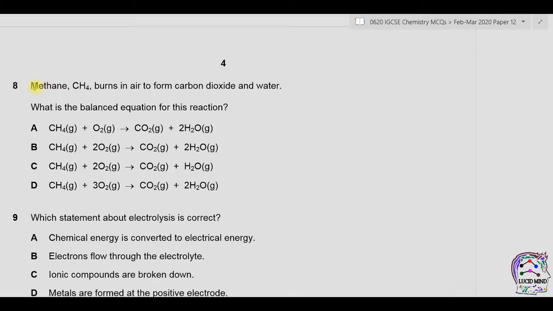Question 8. Methane burns in air to form carbon dioxide and water. What is the balanced equation for this reaction? Let's write the chemical equation for the combustion of methane. We have CH4, methane. It reacts with oxygen and forms carbon dioxide and water.